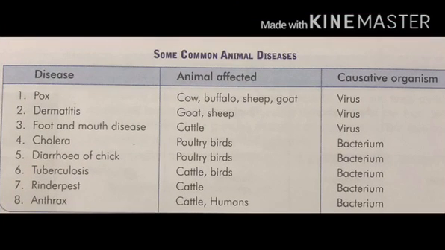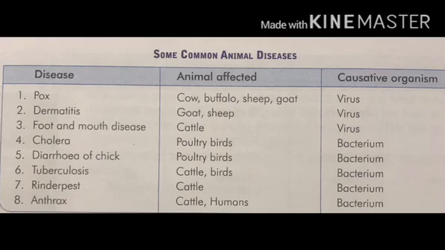Some common animal diseases. First is pox. Animals affected: cow, buffalo, sheep, goat, etc. Causative organism: virus. Second is dermatitis. Animals affected: goat, sheep. Causative organism: virus. Foot and mouth disease is common in cattle. Causative organism: virus.